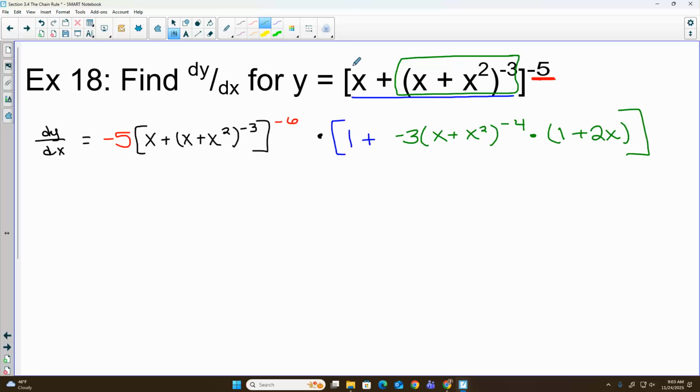Was this pretty? Not at all. There's some simplifying you could do, but very minimal. At best, you could take your -3 times the 1 plus 2x. It's not really going to gain us a lot. This one's just ugly. But I just want to show you, you have to keep doing the chain rule if you still have a function within a function. Sometimes it might require multiple chain rules to get to the answer.